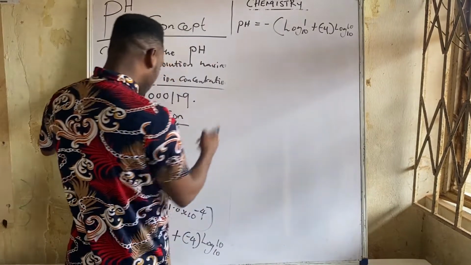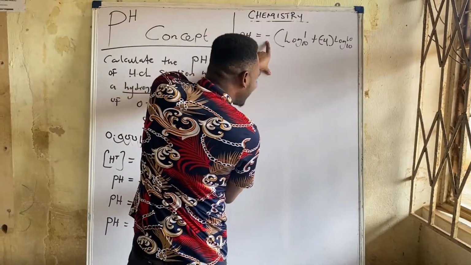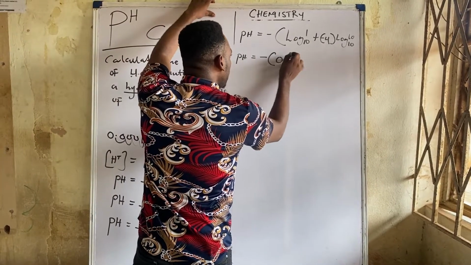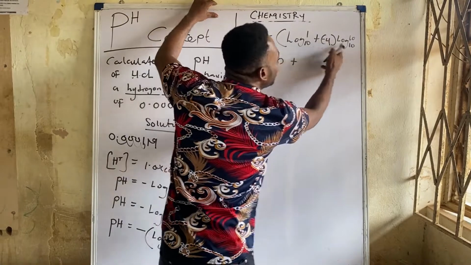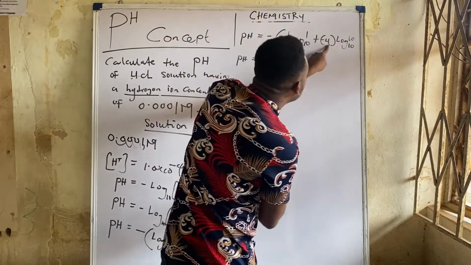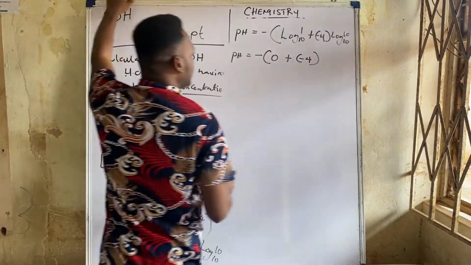Analyzing this now, pH will be equal to minus outside, it remains outside, log 1 base 10 is 0, plus minus 4 times log 10 base 10, which is 1. Minus 4 times 1 is minus 4. That is how I resolve that.